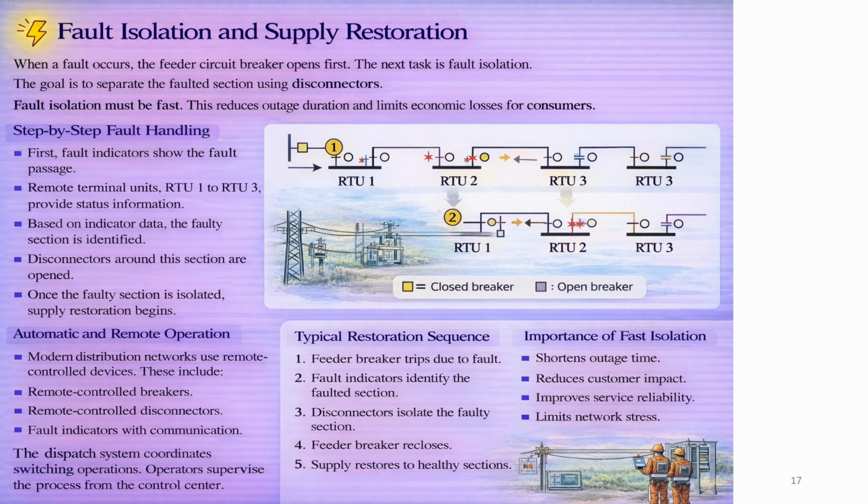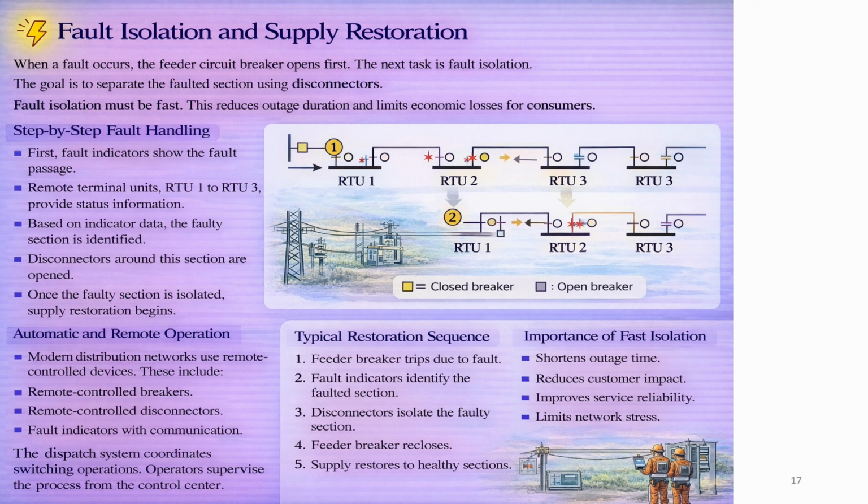First, fault indicators show that the fault passage. Remote terminals RTU1 and RTU3 provide status information. Based on the indicator data, the faulty section is identified. Disconnectors around this section are opened. Once the faulted section is isolated, supply restoration begins. Healthy feeder sections are re-energized step by step. The feeder breakers close again. Only the faulted section remains disconnected. Most consumers receive power again.